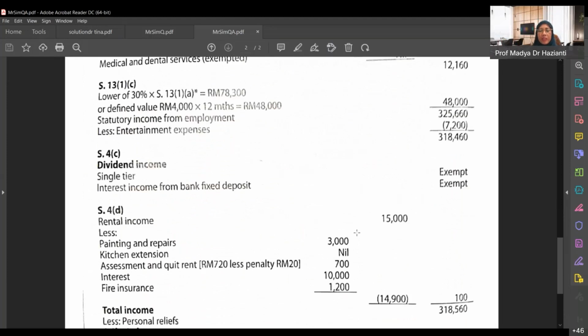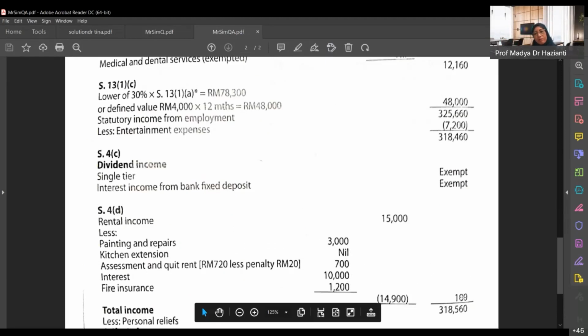So ni painting and repair boleh, kitchen extension tak boleh. Assessment and quit rent kena tolak penalty RM20, so tinggal 700. Interest tadi separuh daripada 20,000 bayar loan. Fire insurance 1,200. So the deductible dia ialah 14,900. Nampak? Income 15,000 kena bayar tax 100 je. So this would be your total income.